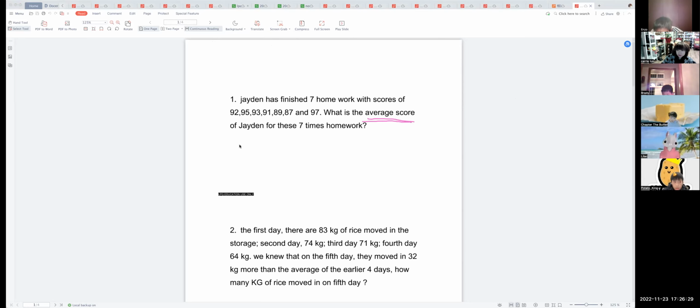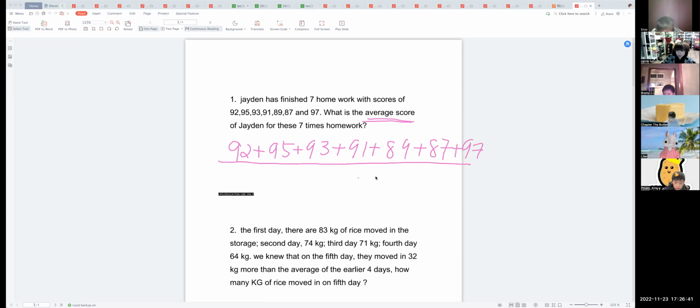So average is to add all the numbers together. I know it looks very scary, right? It's bigger numbers, divided by 7. Altogether there are 7 scores. So how to do it quickly? We can just put in these numbers.